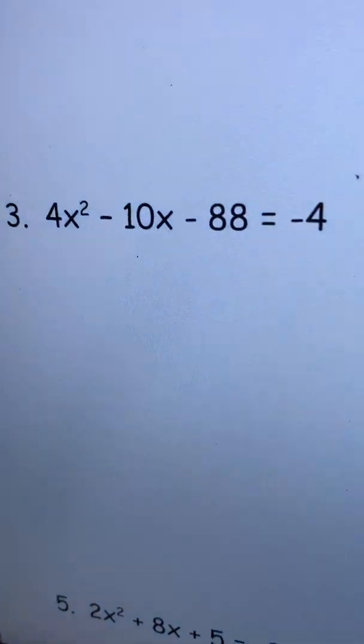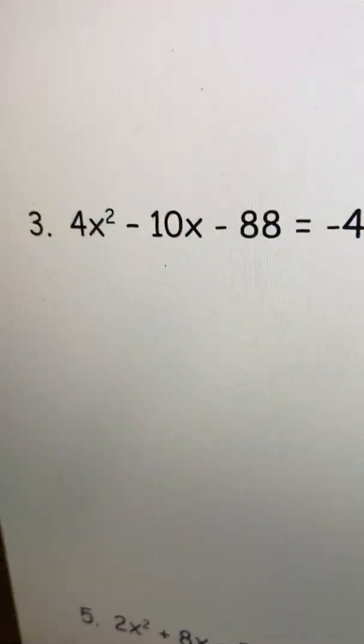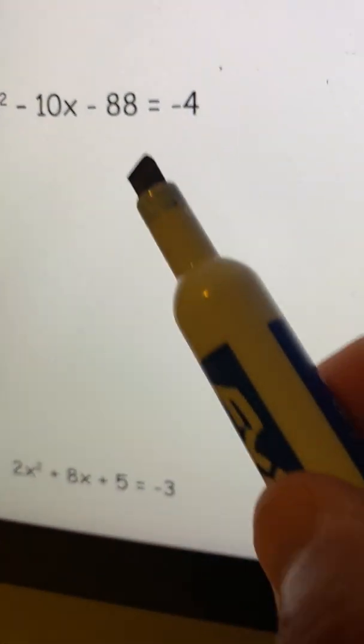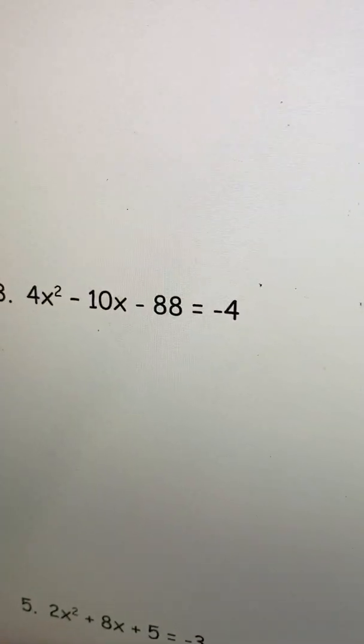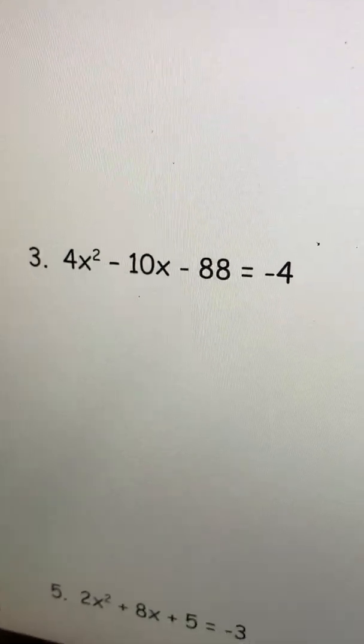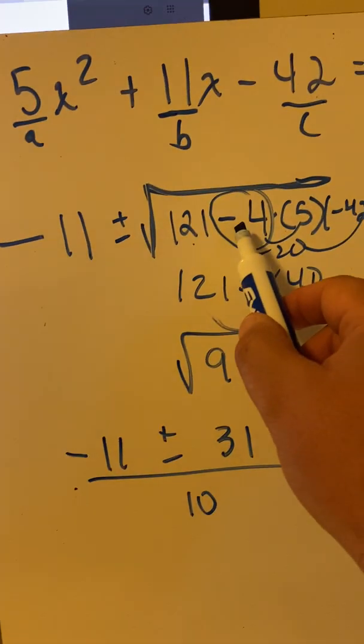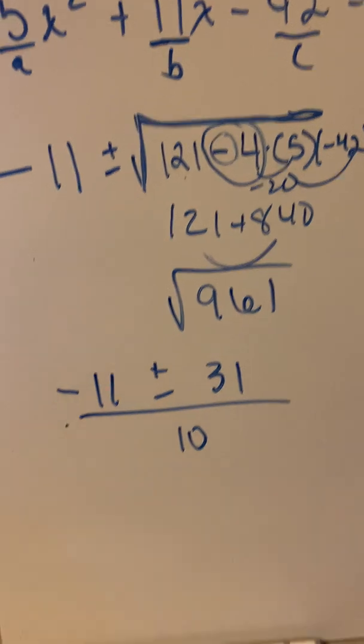This one right here, you have to move the negative 4 over to the other side, and it should end up making this a negative 86, or I'm sorry, 84, when you add the 4 to the other side. But again, you've got to be careful when you place this number. It is negative in here.